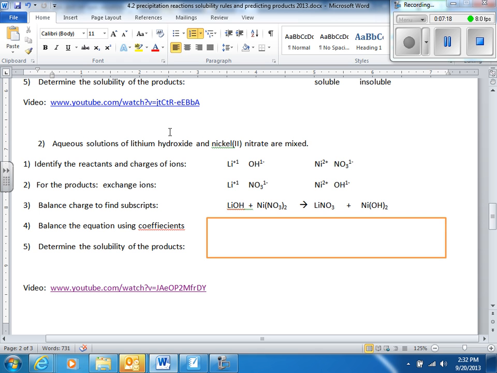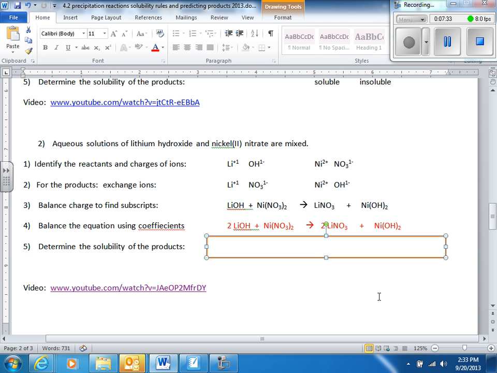So here are my reactants, I make the charges add up to 0. Here are my products, I make the charges add up to 0. Now I balance this whole reaction using coefficients. You can do that, I'm sure. Here's your answer. Check your solubility rules for lithium nitrate and nickel 2 hydroxide.